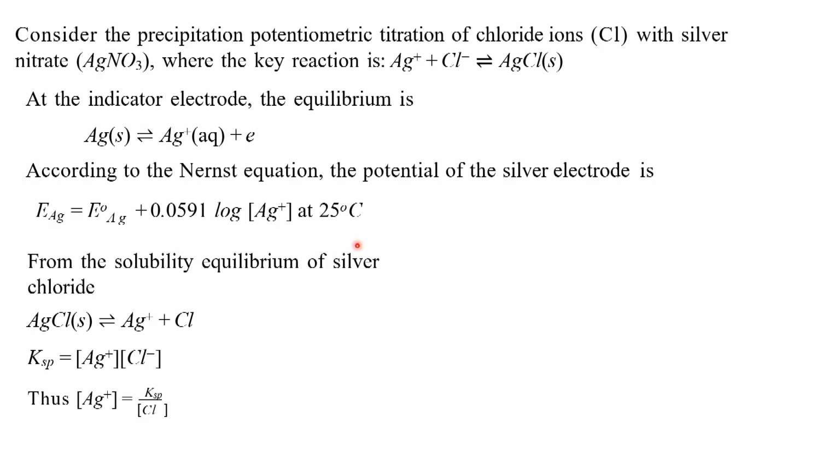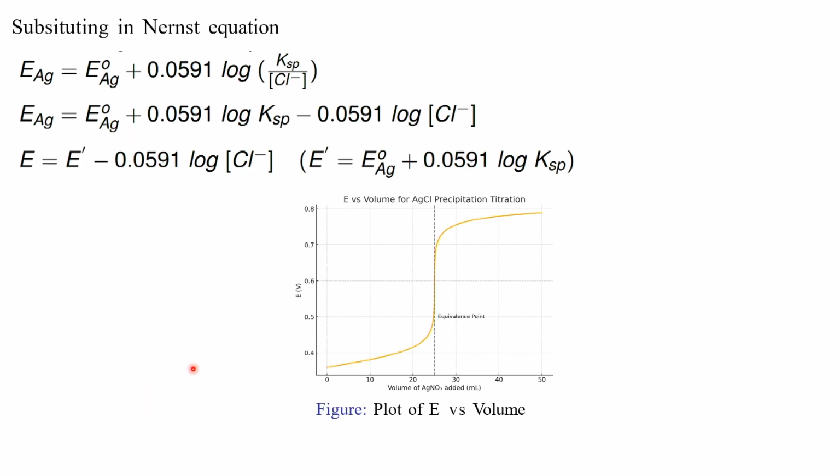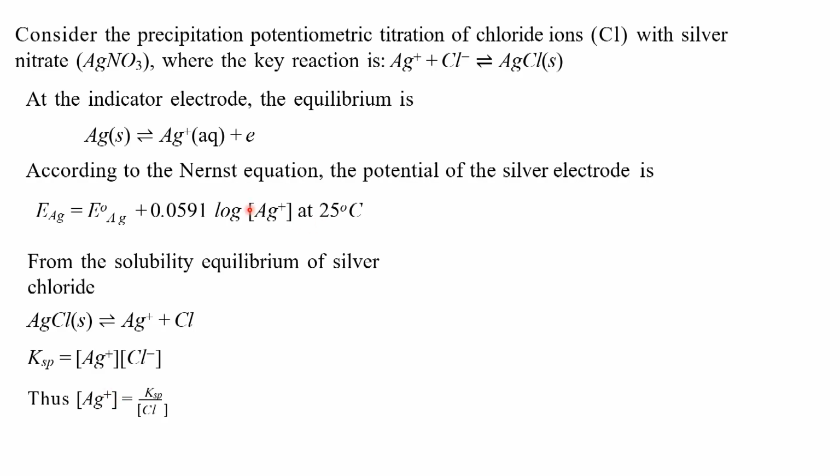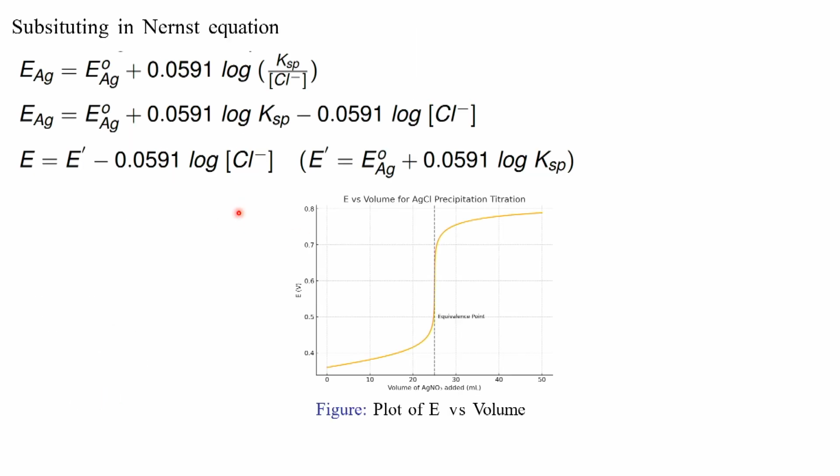From the solubility equilibrium of silver chloride, we know that AgCl ionizes as Ag+ and Cl-. So the solubility product constant Ksp is the concentration of Ag+ times the concentration of Cl-. From there we can calculate the concentration of Ag+, which will be Ksp by the concentration of Cl-. Now if we substitute this into the Nernst equation, we get E Ag equals E naught Ag plus 0.059 log Ksp by the concentration of Cl-.